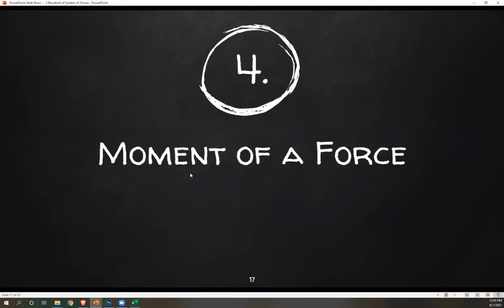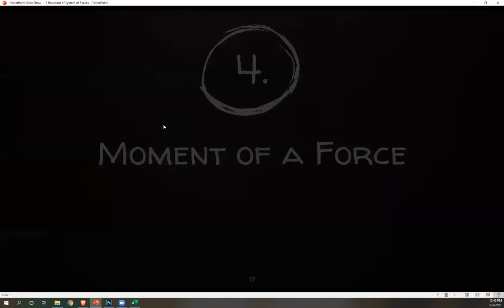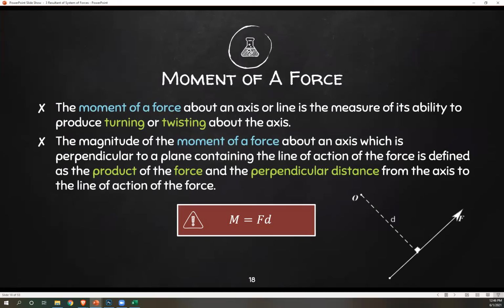So the next slide is actually the next topic, which is moment of a force. Okay, so now we're done with components and resultant of a concurrent force system. Now let's talk about moment of a force before we move on to resultant of parallel and non-concurrent force system. Let's begin. So, the moment of a force about an axis or line is the measure of its ability to produce turning or twisting about the axis. So that's the general definition of what a moment is, ability to produce turning.